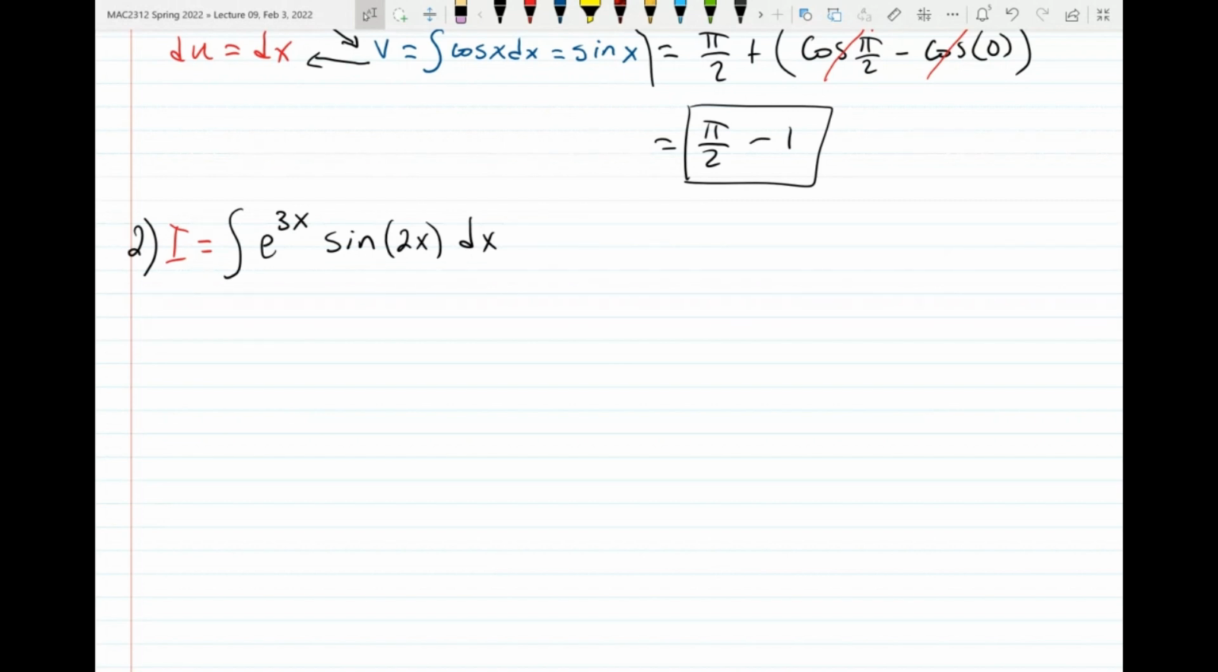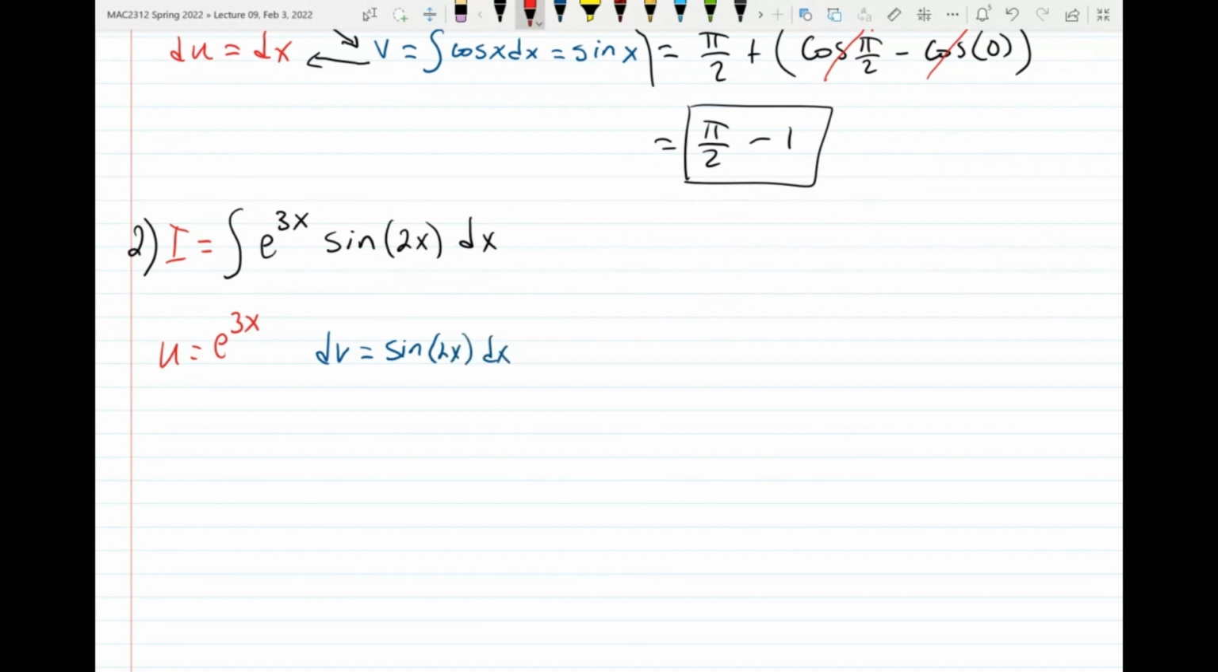Okay, let's see. I will let you decide. What do you want to pick? Do you want the exponential or the sine function? Okay, so let's pick u to be the exponential. So u is going to be equal to e to the 3x. So dv then is sine of 2x dx.